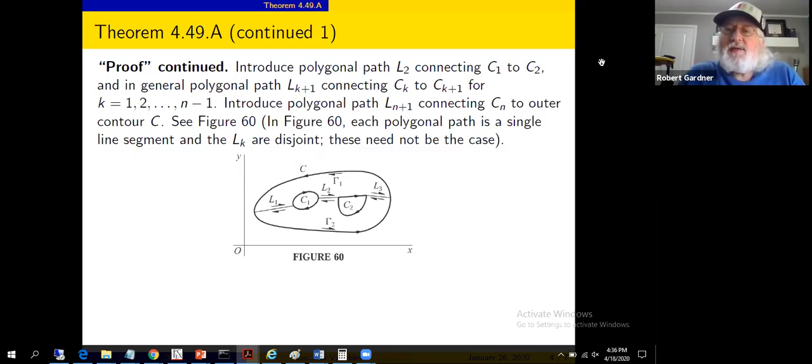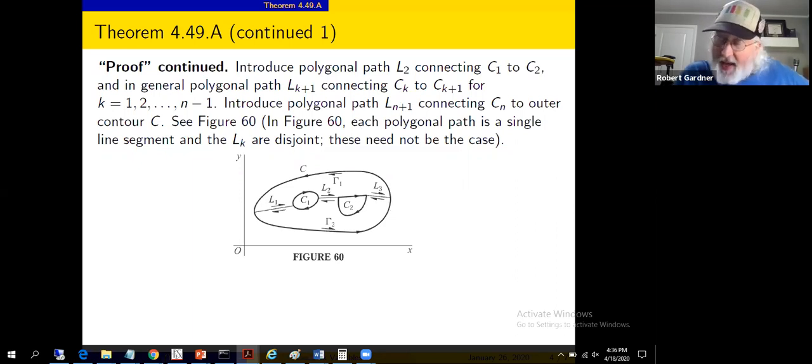Introduce a second polygonal path connecting C1 to C2. In their picture, it can be done with a single line segment. Connect C2 to C3 and so forth, and then connect the last contour, C sub n, wasn't it? Connect the last path back to C.